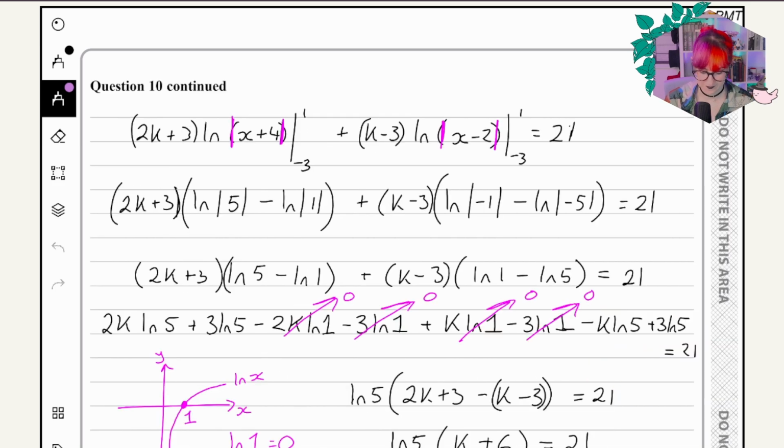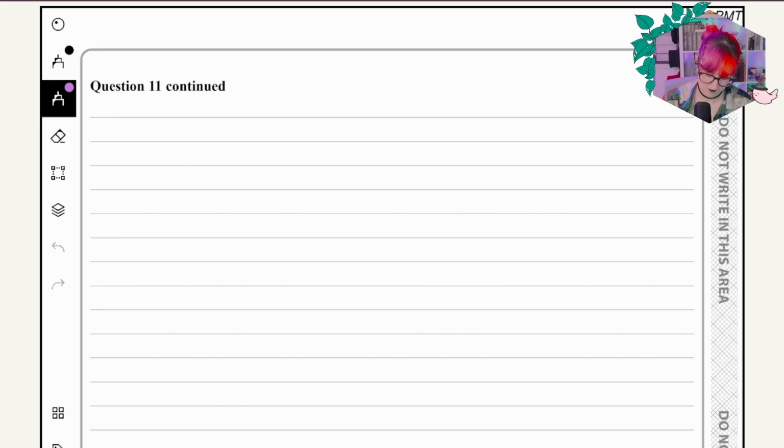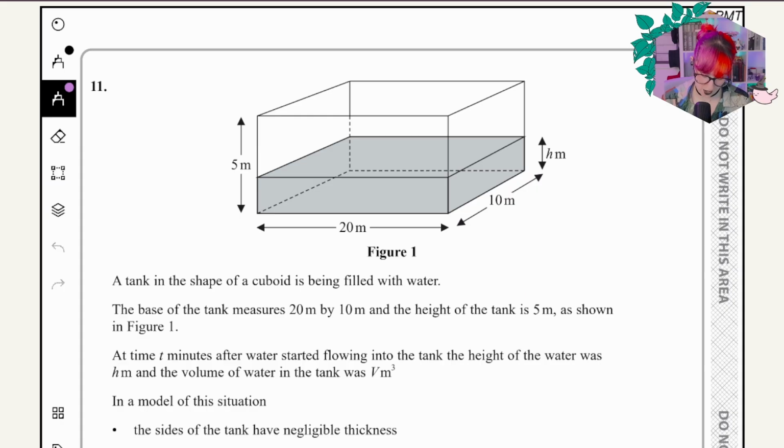All right. Let's go on to question 11. See how many errors we make on that front. Oh, wait, question 11 continued. I'd like to actually see question 11. There we go. Ooh, we got some shapes. Nice. Okay. Tank in the shape of a cuboid, so it ain't square, is being filled with water. The base of the tank measures 20 by 10 meters, and the height of the tank is 5 meters, as shown in figure 1. So first thing to note, it gives us the drawing, which is lovely.